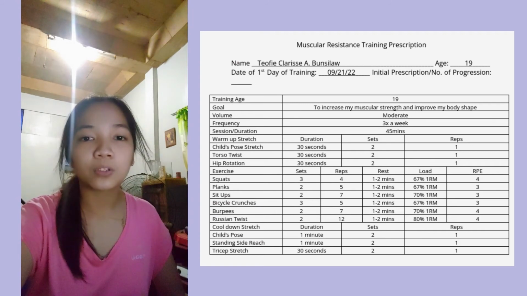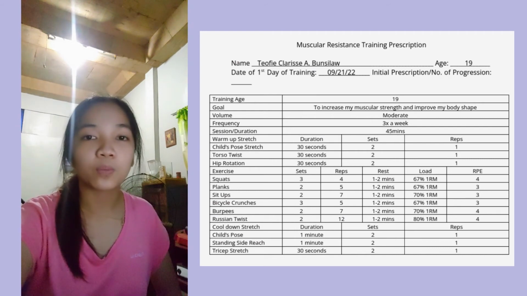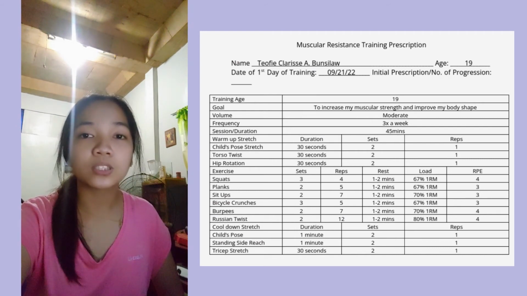Since I chose the moderate kind of intensity, the maximum number of repetitions of this training program is 6 to 12 with 1 to 2 minutes of rest. For moderate intensity, the load ranges from 67% to 85%.